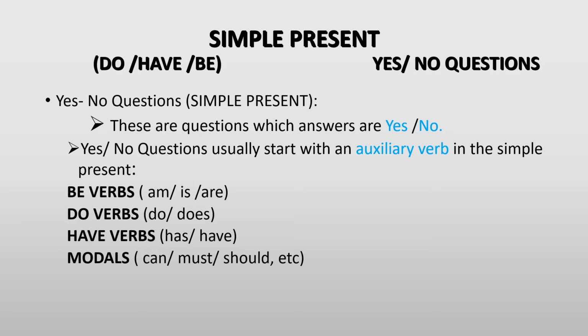So the be verbs: is, are. The do verbs: do or does. Have verbs: has or have. And the modals like can, must, should, etc.